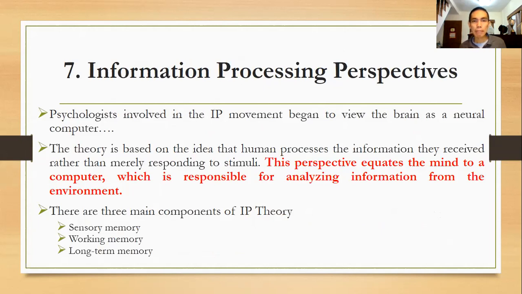Psychologists involved in the IP movement began to view the brain as a neural computer. The theory is based on the idea that the human processes the information they receive rather than merely responding to stimuli. This perspective equates the mind to a computer which is responsible for analyzing information from the environment. So the child is developed through the information that they gathered, like a computer.